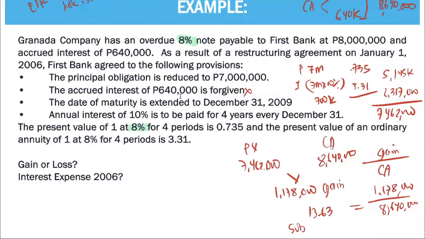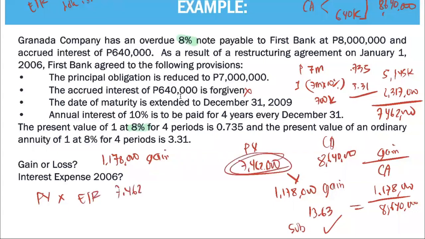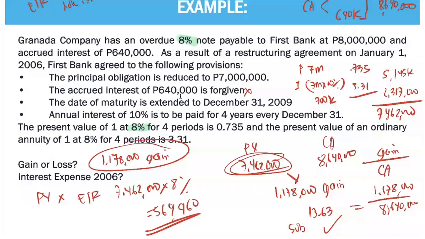Can we recognize it if it is substantial? Yes. So how much is the gain to be recognized? 1,178,000 gain. Sir, how do we compute the interest? Whatever is the present value, you multiply it by your effective interest rate. Our present value computed is 7,462,000. You multiply it by 8%, then we will get 569,960. Okay? So here it is substantial. How did we compute? Gain divided by carrying amount. So when it is substantial, recognize the gain.